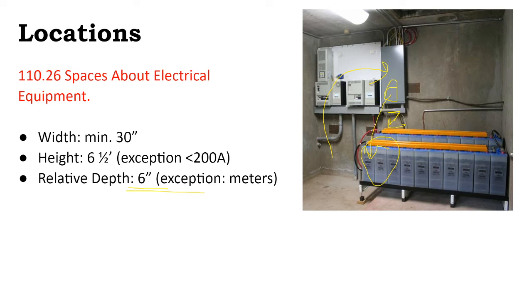The width requirement is really easy to the point where you don't really even ever worry about it. It's 30 inches minimum, and that's it. And so basically, your electrical equipment you have to be able to stand in front of to work on. And if you can stand in front of them to work on them, then you have enough room, right. Height requirements 6.5 feet, a little bit taller than the typical person.